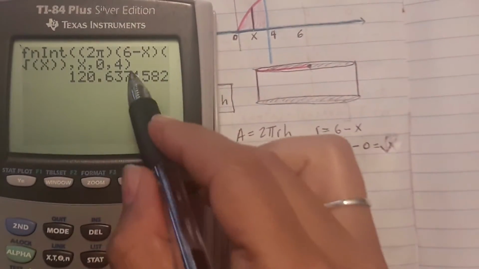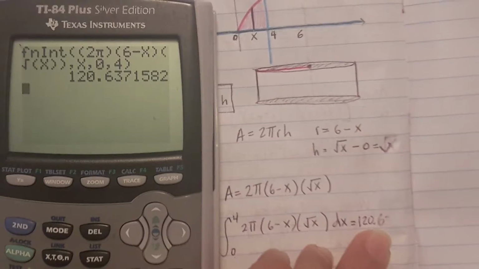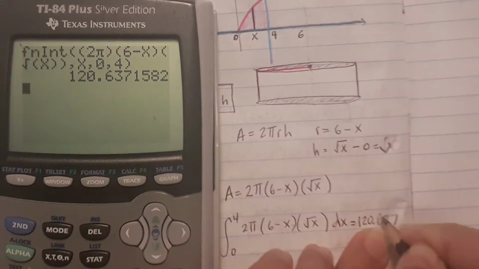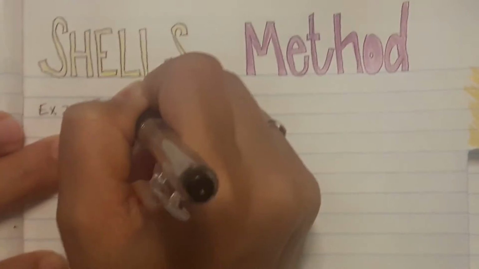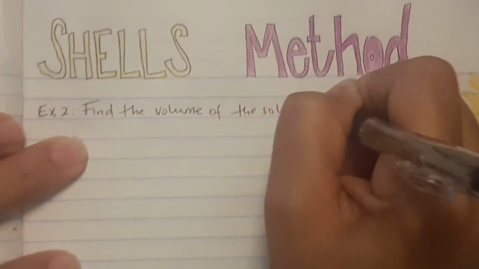Then you press enter. Again, rewind the video, make sure that you can do it, or just come and ask me. So to the nearest 3 decimal places it is 120.637. No rounding on that one. It's relatively simple. The shell method is actually pretty easy. Alright, let's take a look at another example.